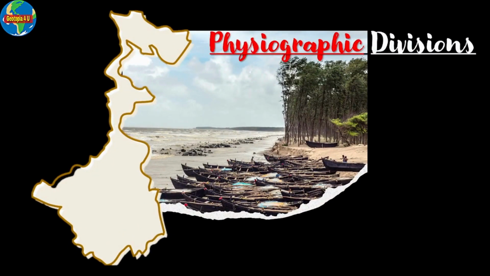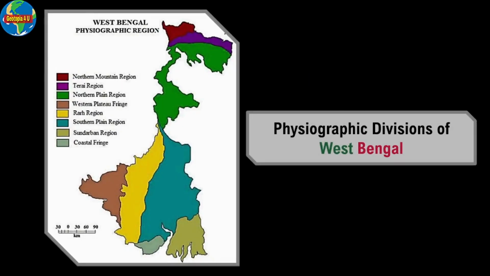Physiographic divisions of West Bengal. In this map of West Bengal, the various physiographic divisions of the state are marked. Have a close look at this diagram, as it will help us in understanding the various physiographic divisions more clearly. Now we will move on to each of these physiographic divisions.